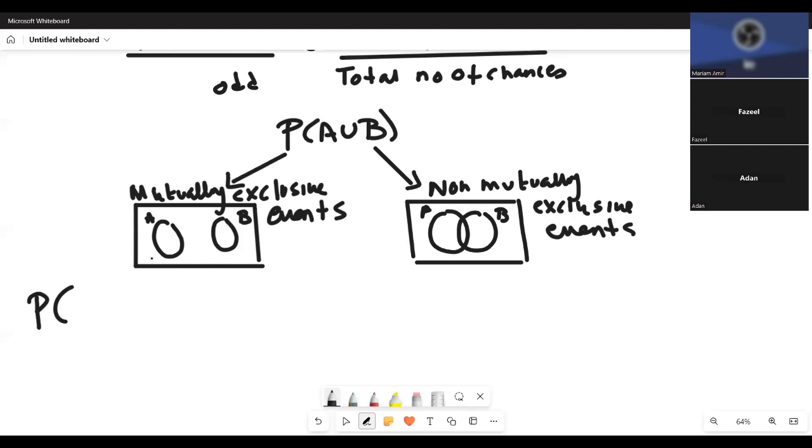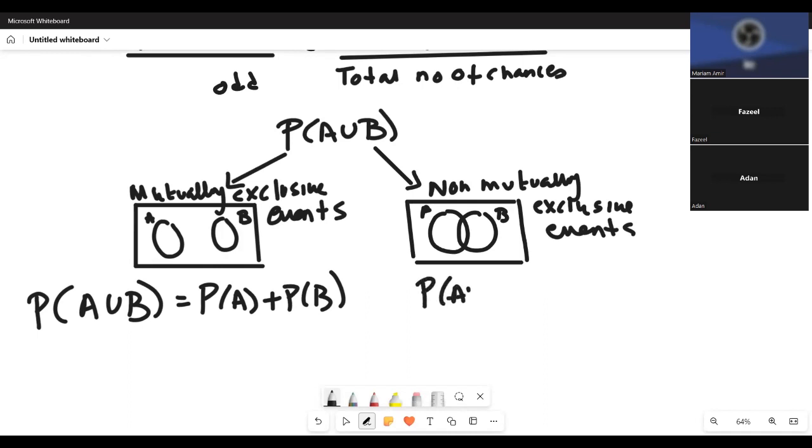So if two events are mutually exclusive, then probability A union B is simply equal to probability of A plus probability of B. And if two events have some overlapping values, then probability of A union B is equal to probability of A plus probability of B minus probability of A intersection B.